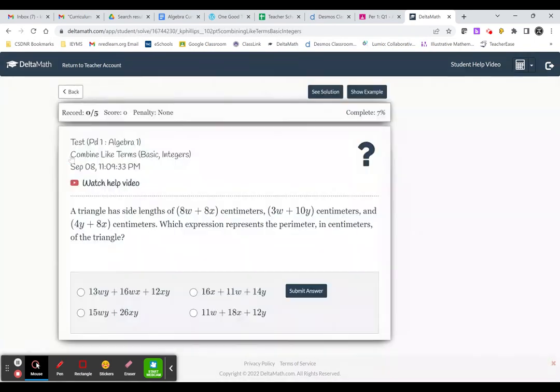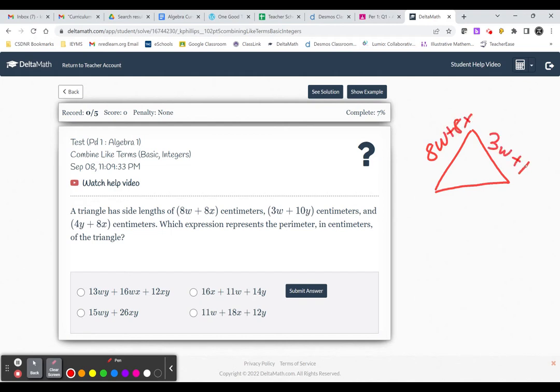Combine like terms with basic integers. So we're looking here at a word problem that describes a triangle that has 3 different sides, and their lengths are given with an algebra expression. So we have 8w plus 8x on one side, 3w plus 10y on the other side, and 4y plus 8x on the third side. So when you find the perimeter, which is when you add up all 3 sides, you're going to get a really long expression.